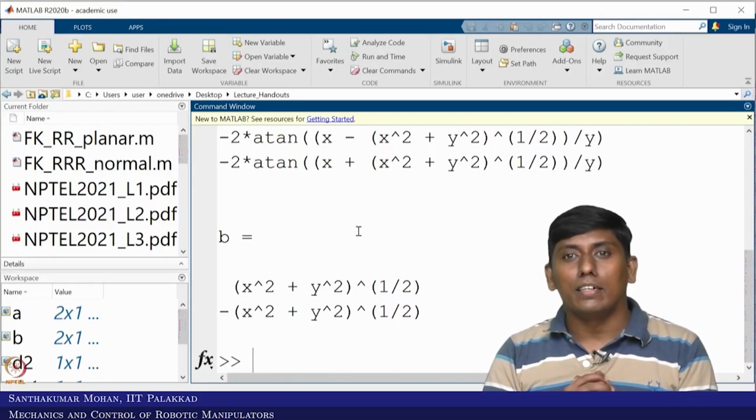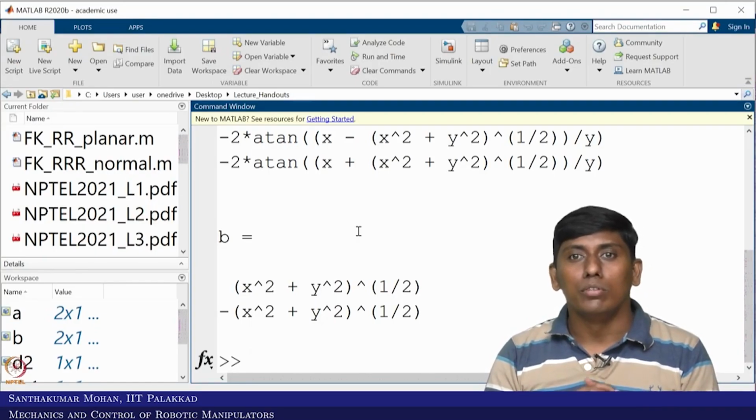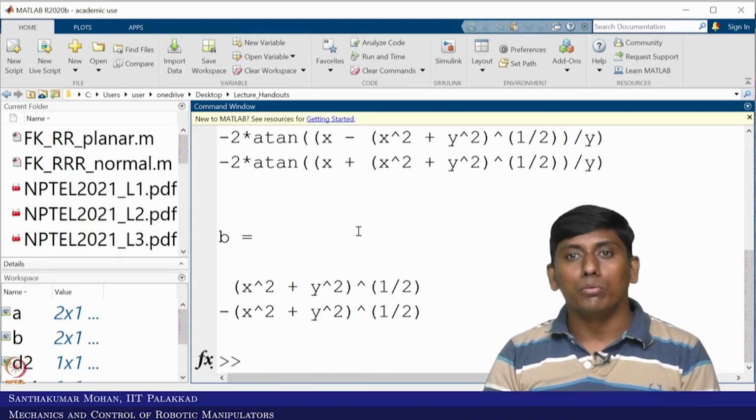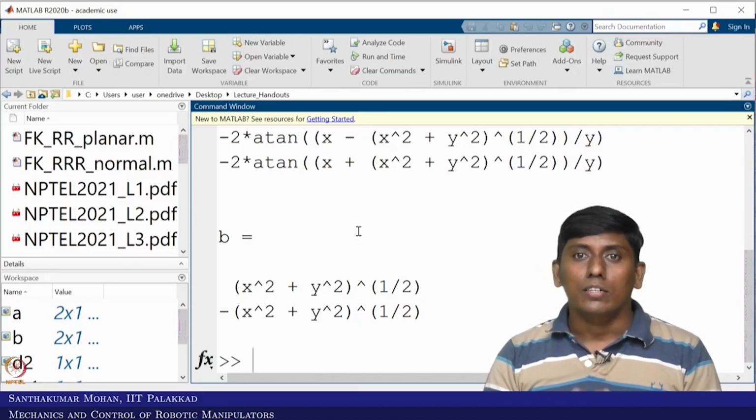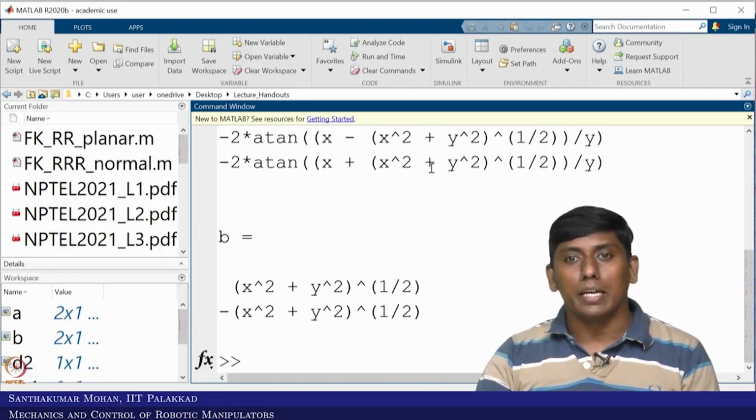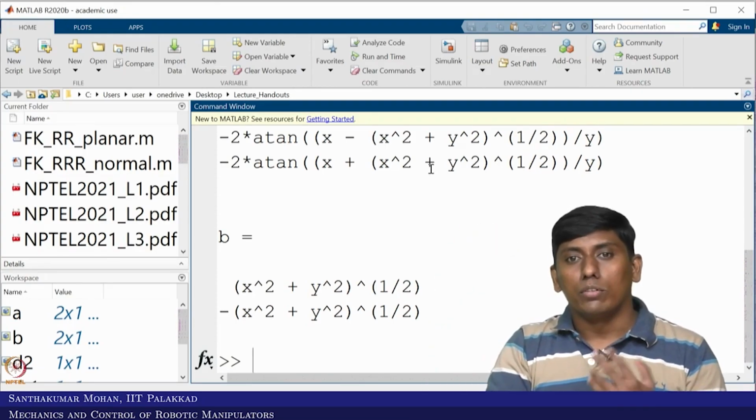It used half angle quantities, that is, sin theta and cos theta in the form of tan theta by 2, using that half angle relation. The same thing can be used, but we have straightforwardly written theta 1 as tan inverse of y by x. The other one is the square root of x squared plus y squared, which is d2. We take the plus solution, because the minus solution is not possible. That is the whole idea.